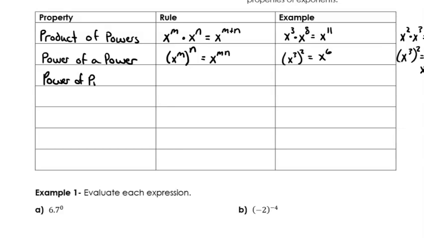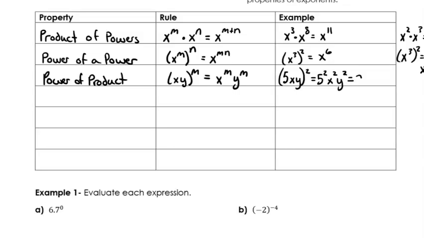Okay, let's do the power of a product. So if you have 2 things or more that are multiplying, so like x times y are multiplying, and they're being taken to a power of m, that power of m goes to everything in the parentheses. You can kind of think of it like distributing in a way. So for example, if you have 5xy and it is being squared, that squared needs to go to the 5, to the x, and to the y. And it ends up being 25x squared y squared.